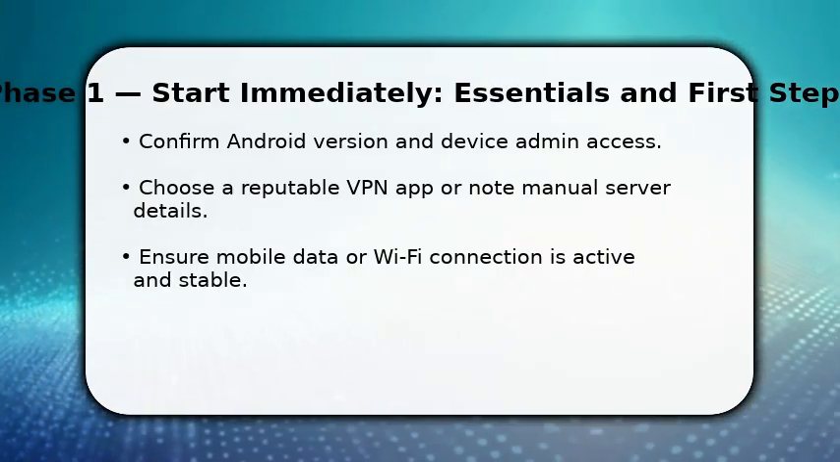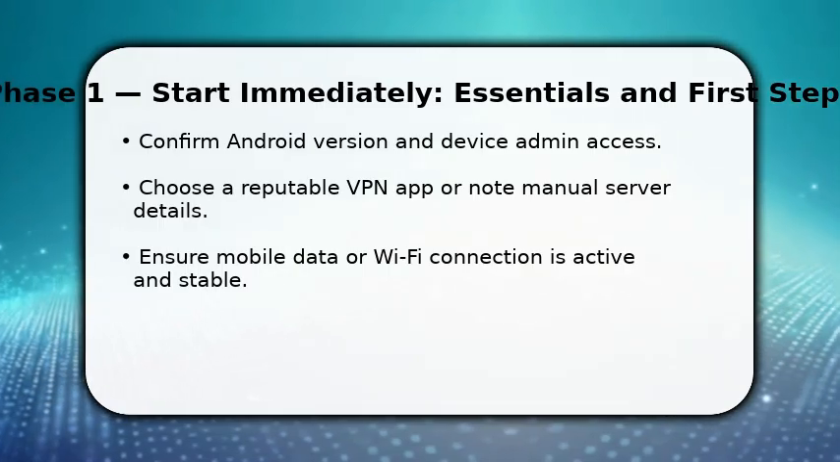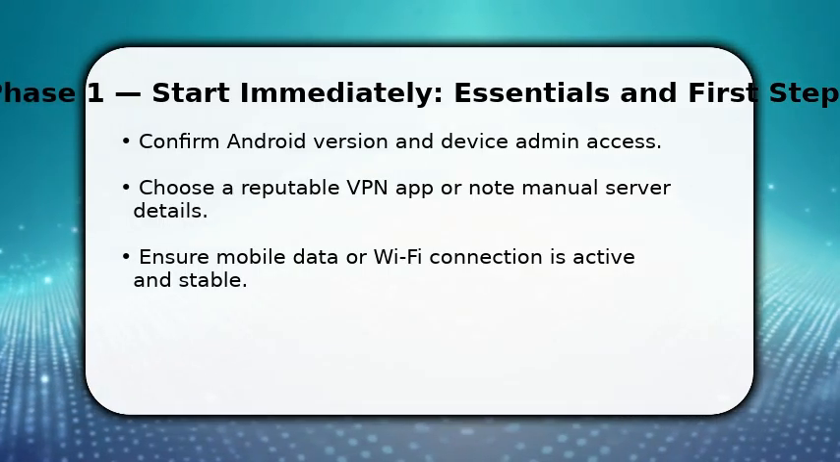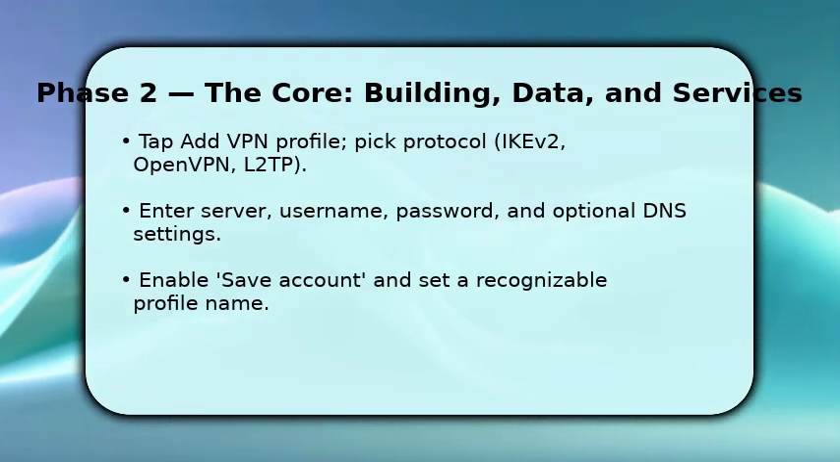Once done, return to VPN settings to add a new profile. Make sure you grant any permission prompts. They let the VPN create the secure tunnel and route traffic correctly. You're in the profile editor now, so take it step by step.